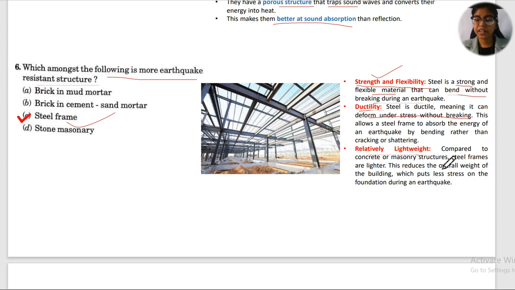Also it is light in weight when we compare it with concrete or masonry structures as given in the options, like brick, cement, sand, mortar. In comparison to these structures, steel structure is light in weight, which reduces the overall weight of the building and puts less stress on the foundation during an earthquake. Because it is lightweight, it puts less stress on the ground foundation, and that is the reason it withstands earthquakes.